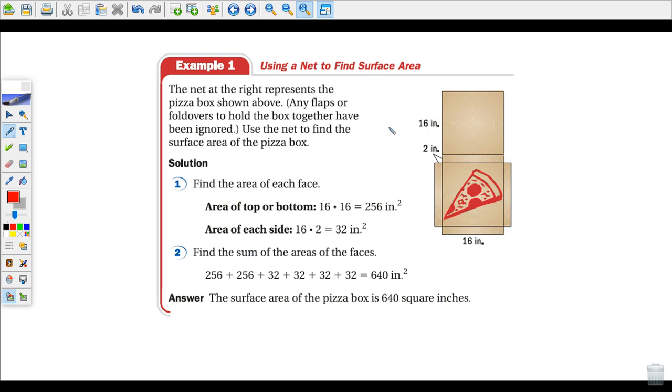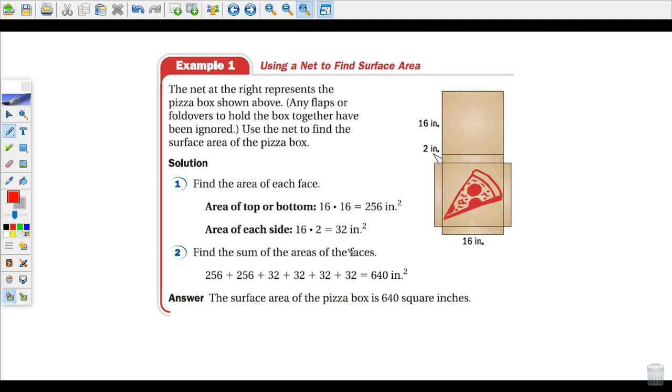So here's the net of the pizza box that was on the first slide. As you can see, the top and the bottom are identical. And then it just so happens that in this example, the four other faces or sides of this box are all equal. So they found the area of the top and the bottom by doing 16 times 16, length times width, for 256 square inches. And then the area of each side, since these four are identical, is 16 by 2. So 16 times 2 gives you 32 inches.